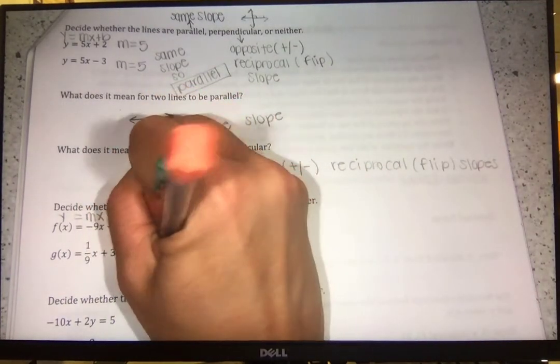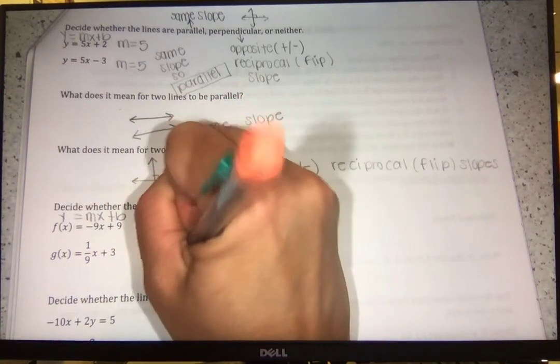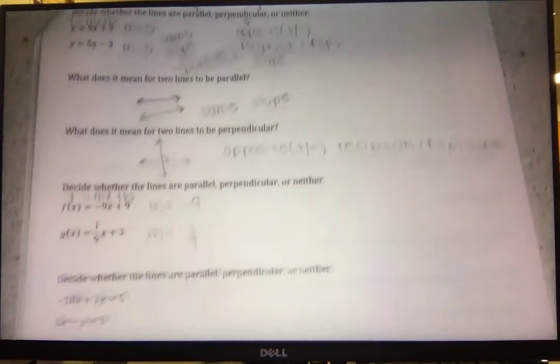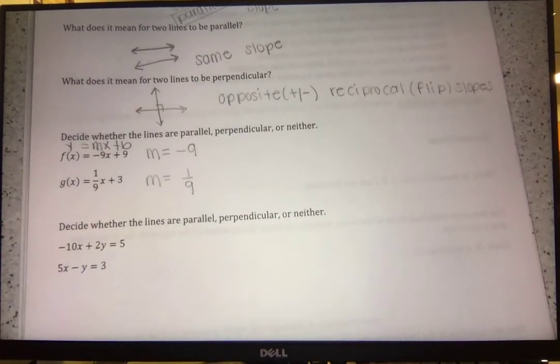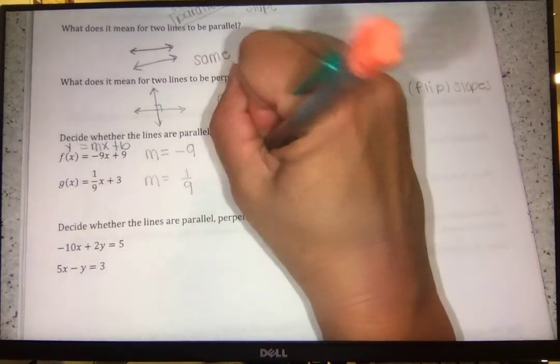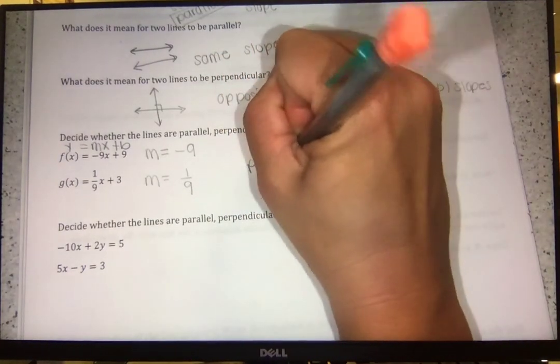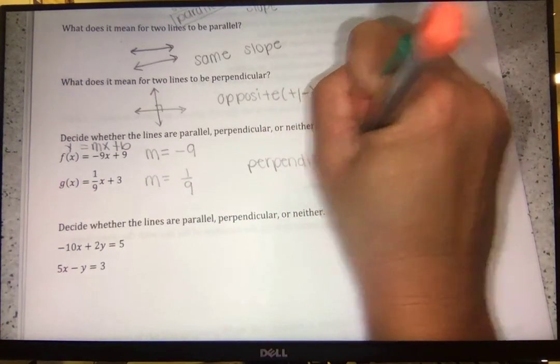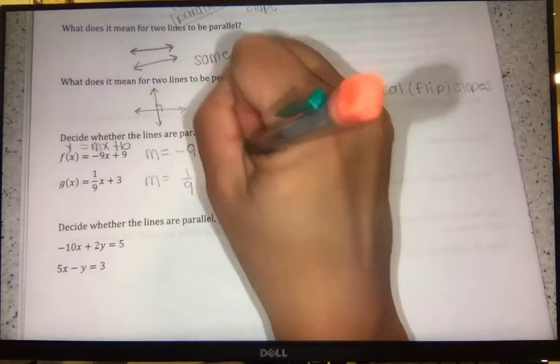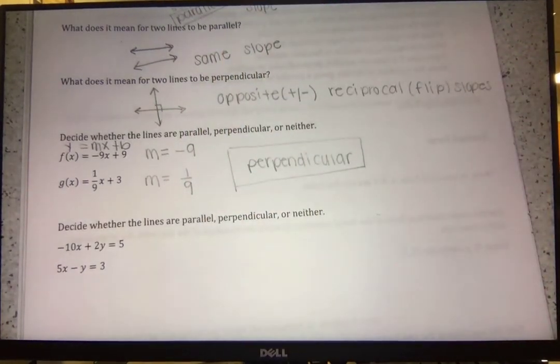Last two for this section. Before we go there, what questions, comments, or concerns do you have for me? If not, last one like this. It says decide whether they're parallel, perpendicular, or neither. We have negative 10x plus 2y equals 5. Is this in slope-intercept form for us? No, so we have to put it in slope-intercept form.